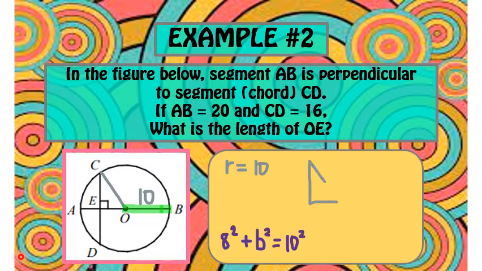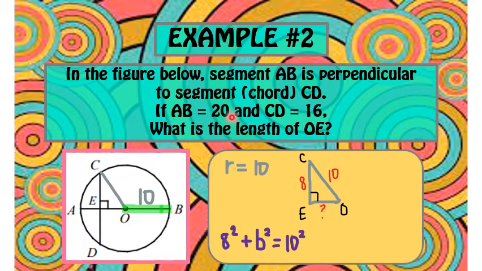The right triangle we're looking at is right triangle CEO or OEC, however you want to name it. But because we know that the hypotenuse is a radius of the circle, and we know that the radius is 10, we can mark the hypotenuse as having a length of 10.